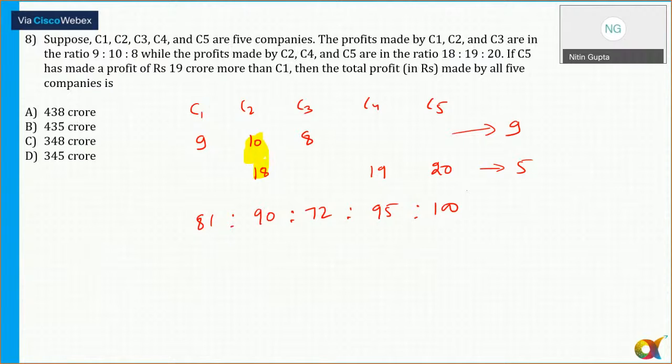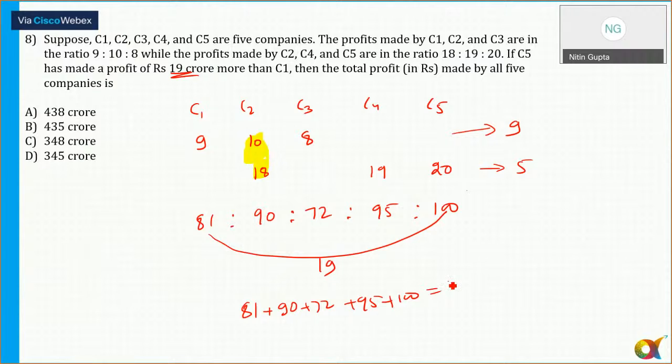Now it says C5 has made a profit of rupees 19 crore more than C1. So on the ratio scale there is a gap of 19, and the actual scale also has a gap of 19. So what is the total profit? Simply add all of them: 81 plus 90 plus 72 plus 95 plus 100, which is equal to 438. And that is the answer.